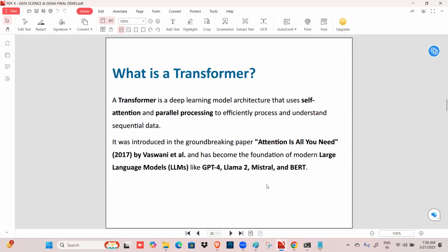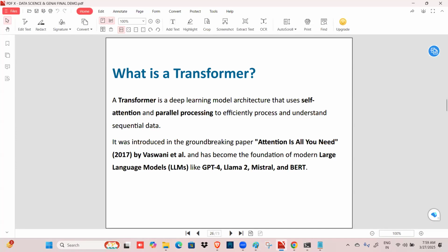A transformer is also called a deep learning model architecture that uses self-attention and parallel processing. These two words are more important. Why? Because parallel processing is one of the biggest achievements in deep learning, because it reduces the time and also processing time, to efficiently process and understand sequential data.